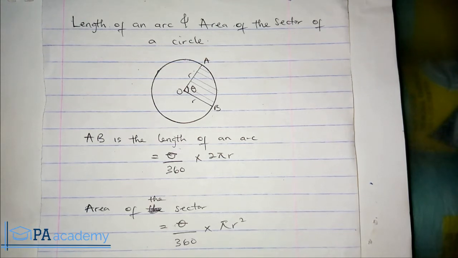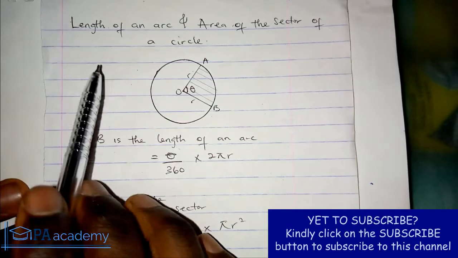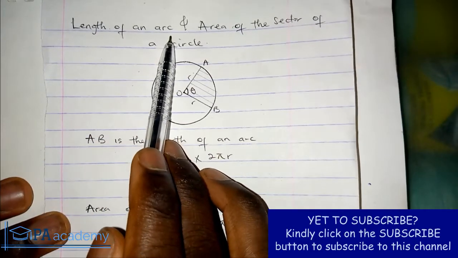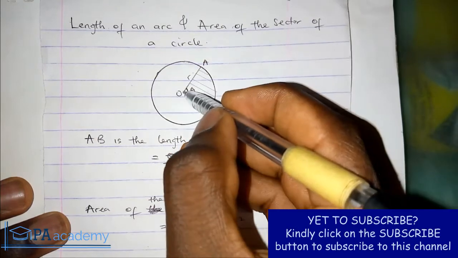So in this video we are going to be looking at length of arc and area of a sector of a circle. Now let's explain what it actually means. When we talk about the length of an arc, if we have a circle, this is a circle, and there is the center.